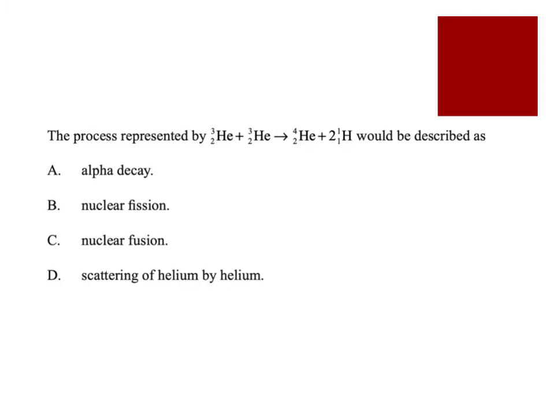Okay, on to another example. The process represented by helium-3 (3,2) and helium-3 (3,2) coming together to make helium-4 (4,2) and 2 hydrogen would be described as... Now, in a way, I think this is easiest answered by talking about what it can't be. Well, it's not an alpha decay. Yes, it's true that we could say the helium-4 might be an alpha particle, but an alpha decay would be coming from one single nucleus releasing the alpha particle. So it is not A.